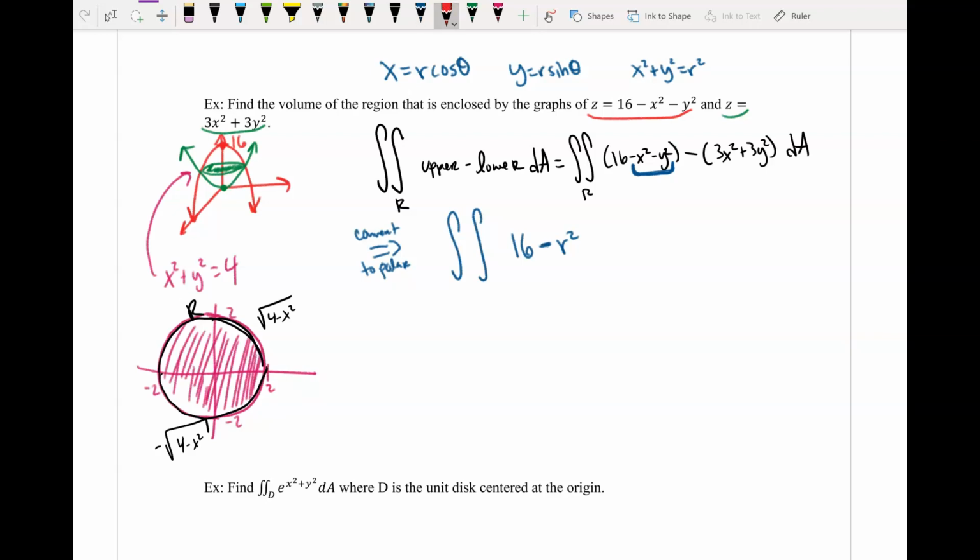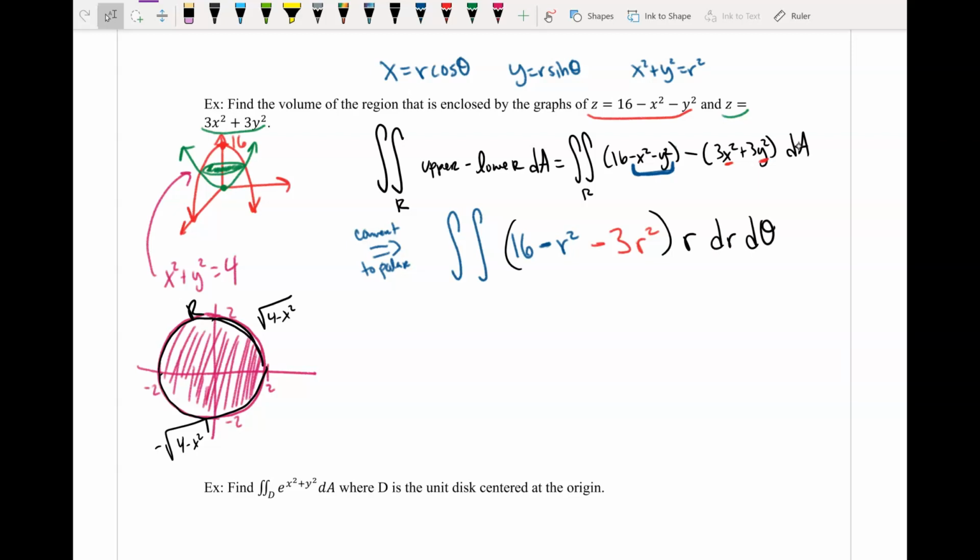Now we're going to do the same thing here. You can factor out a 3 and you're left with x squared plus y squared, which gives me r squared. Let's not write dA yet. We have something that reduced it and made it a little nicer. Remember, since we're changing to polar coordinates, dA is going to be r dr d theta.